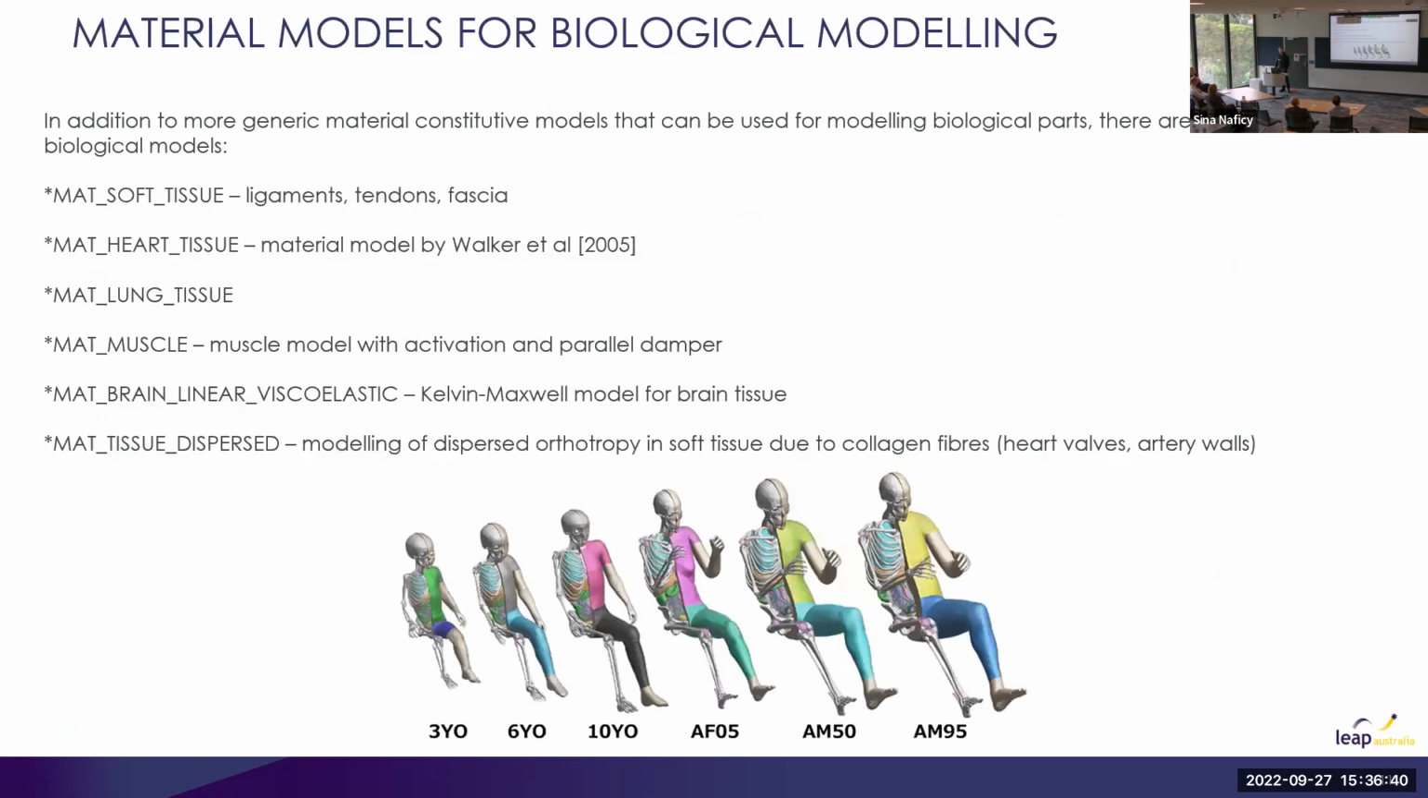Okay, in LS-DYNA, there are about 300 odd constitutive material models just for modeling different things like soil, concrete, metals, all that sort of stuff. And it has a lot of specialty materials just developed for this sort of problem. So soft tissue for ligaments, tendons, etc. Heart tissue, lung tissue, MAT_MUSCLE, which is for simulating contraction of muscles, brain tissue, and this one here, which is MAT_TISSUE_DISPERSED, which is specifically for heart muscle simulation.